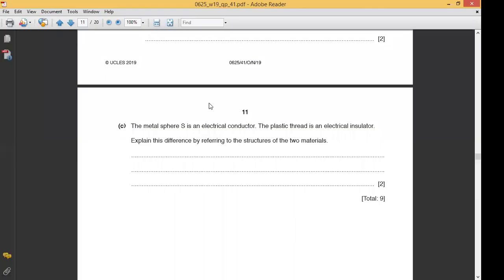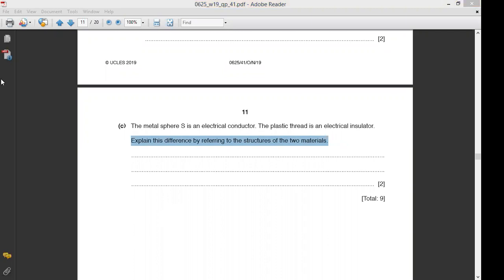I was asking a question: why do metals conduct electricity? The question here is to explain the difference by referring to the structures. That means they're just asking you what is the difference between an electrical conductor and an electrical insulator? The difference between both of them is this: the electrons in conductors are free to move. That means they have delocalized electrons.